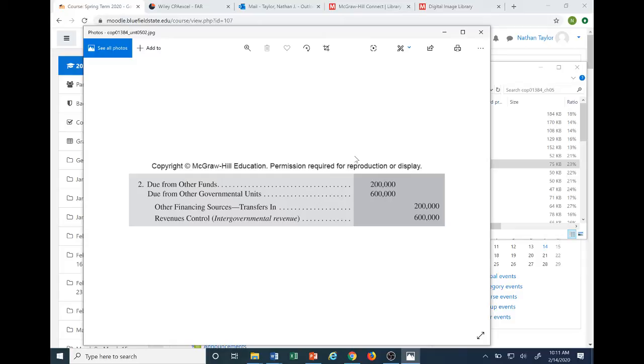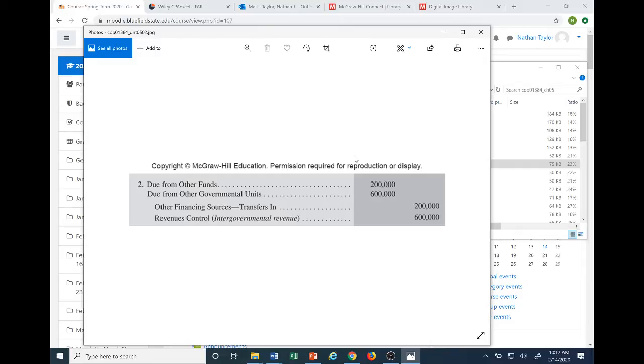So if we're just transferring money from, per se, the general fund to the capital projects fund, the resources of that general government are not going up, right? Because we're using the resources within the government. But if it's an intergovernmental grant, and in this case the 600,000, then that's going to be revenue. Our resources are going up, right?